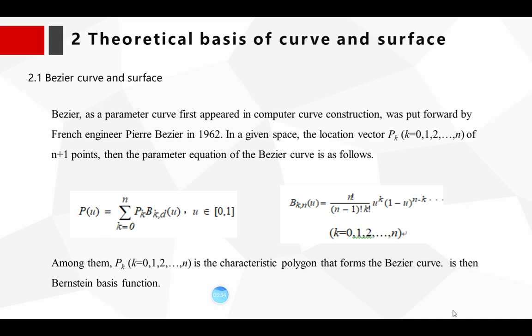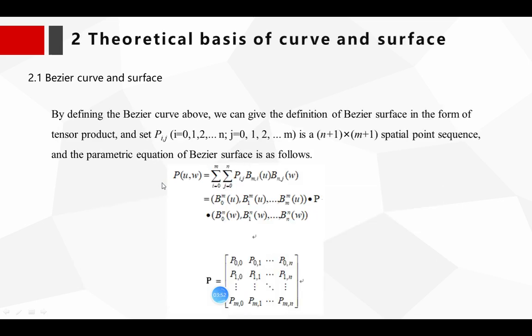Among them, P are the control points that form the Bezier curve. The Bezier basis function is like this picture. By defining the Bezier curve above, we can give the definition of the Bezier surface in the form of tensor products, with P set in two dimensions, as follows.